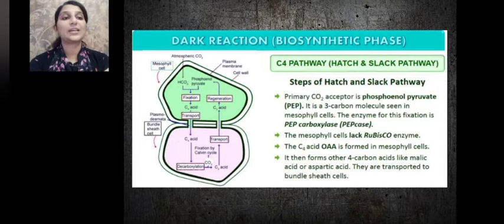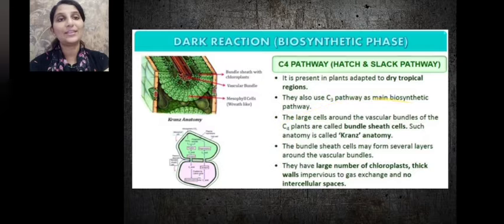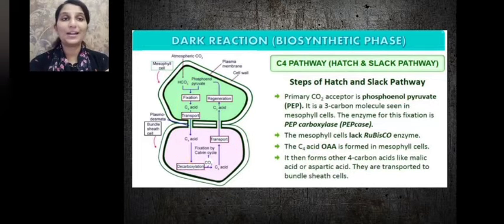So what are the steps involved in the Hatch and Slack pathway? Here we can see there are two cells. The green colored cell constitutes the mesophyll cell. Mesophyll cells are nothing but parenchyma cells. These are the mesophyll cells, and just beneath the mesophyll cells we can see the bundle sheath cells. So the green colored cell constitutes the mesophyll cells, and this pink colored cell constitutes the bundle sheath cell. So the Hatch and Slack pathway takes place in two types of cells, that is the mesophyll cells and the bundle sheath cells.